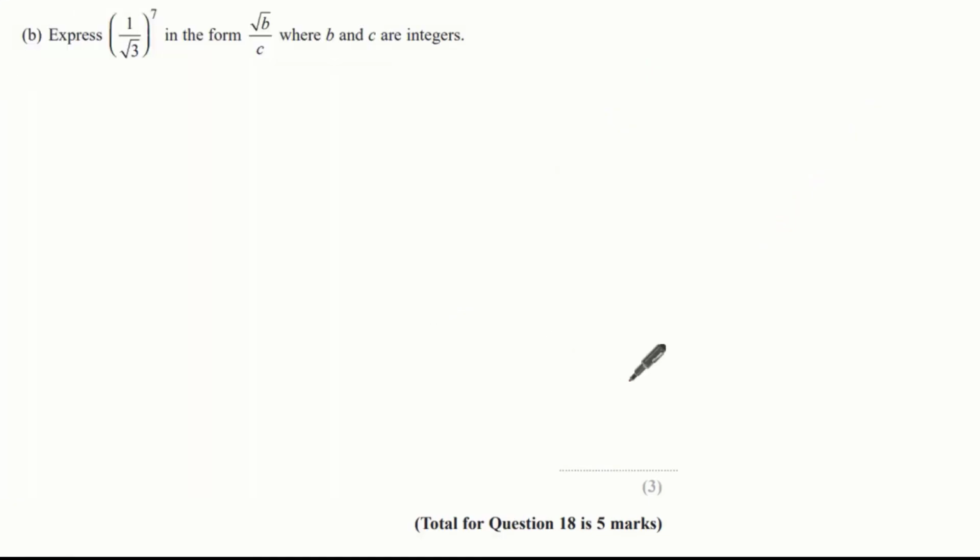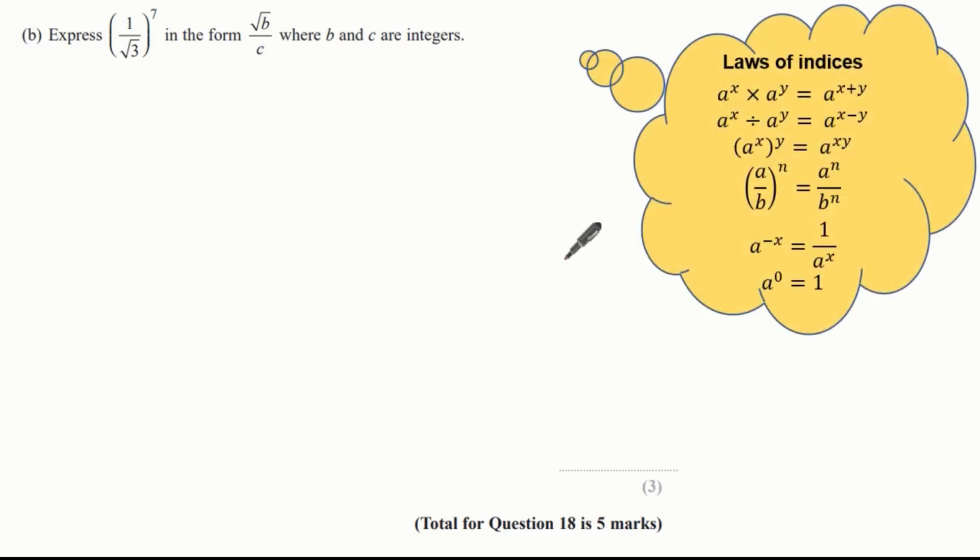Now part B says express 1 over root 3 all to the power of 7, and we need to give it in the form of root b over c, where b and c are integers. Now remember your laws of indices. In particular, a over b all to the power of n is equal to a to the n over b to the n. So all I'm going to do now is use my laws of indices here.